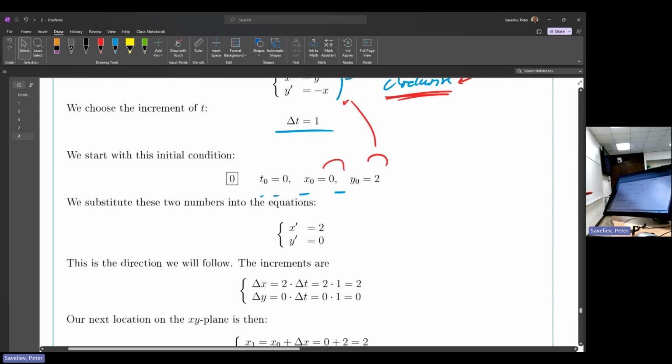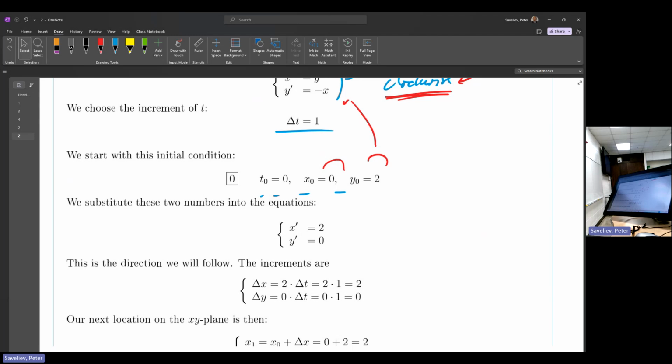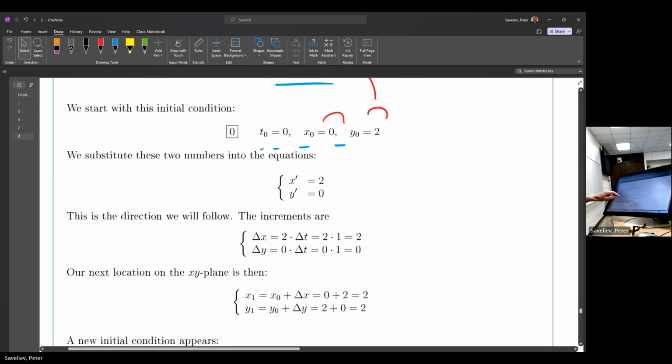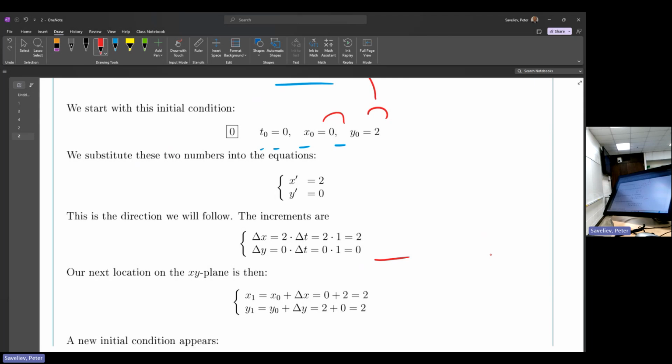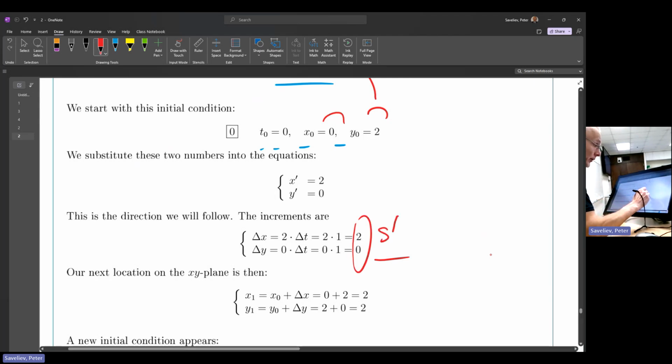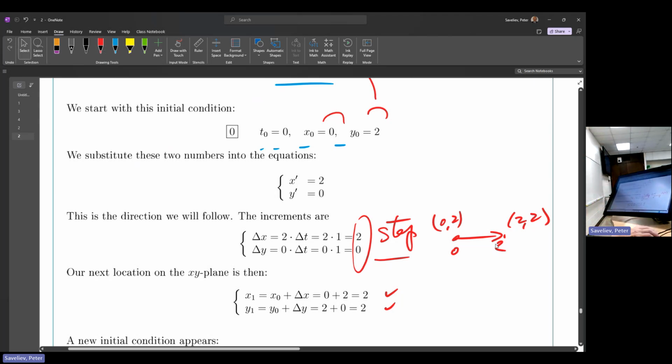And that is exactly, the increment delta t is 1. So multiplication doesn't create anything new. So we literally take a 2-unit step to the right. And then just as we did before, this entirely repeats everything that we've done before. This is my step, literally 2 units to the right, from 0 to 2. So my next location is 0 plus 2 is equal to 2, and 2 plus 0 is equal to 2 as well. So if I was at the point 0, 2, now I'm at the point 2, 2. That's my step. And then I repeat the same thing again.